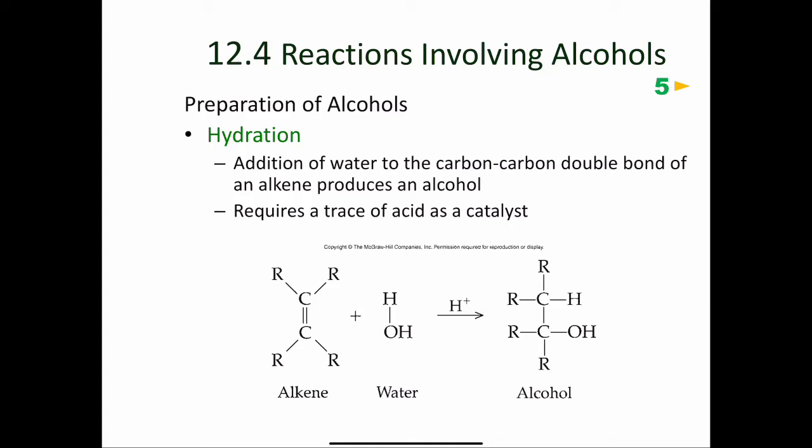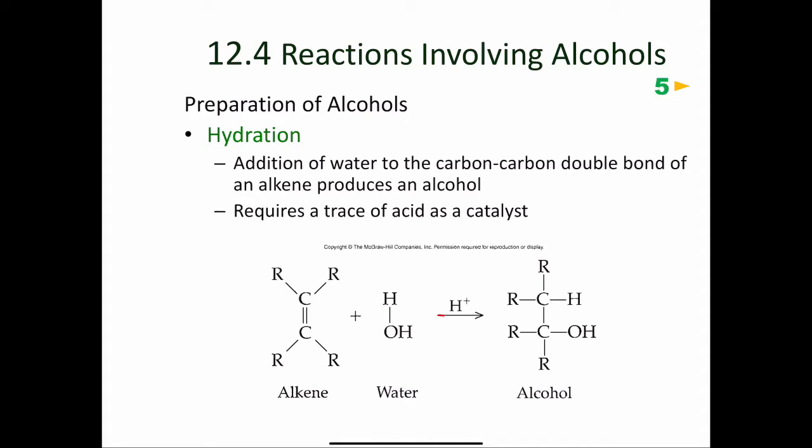Reactions involving alcohols. We'll start by looking at the preparation of alcohols. A way to prepare an alcohol is by the hydration of an alkene. This is a reaction that we saw earlier when we learned about Markovnikov addition of water across an alkene. It says here, addition of water to the carbon-carbon double bond of the alkene produces an alcohol. And of course, this requires a trace of acid as a catalyst.